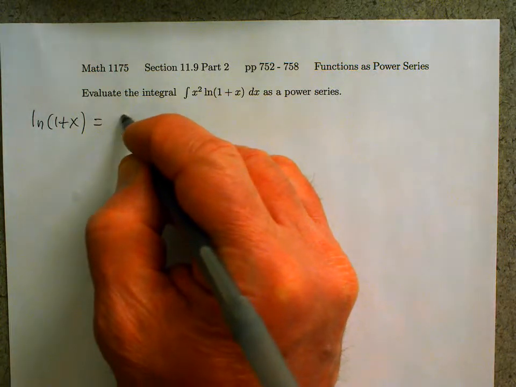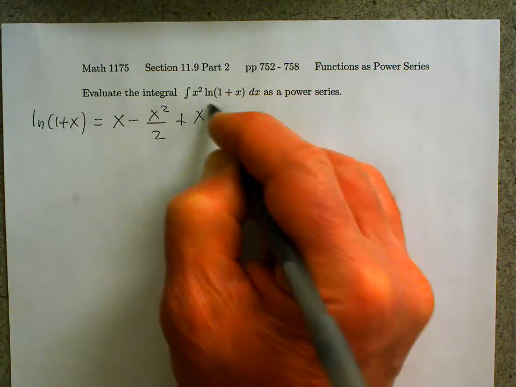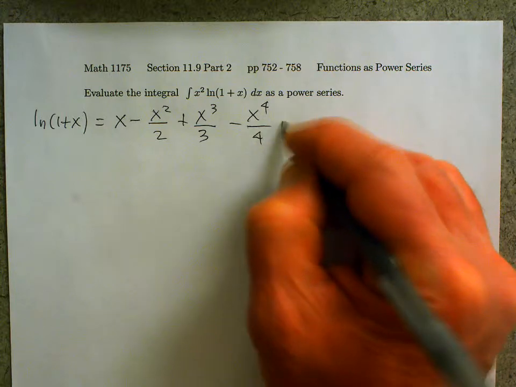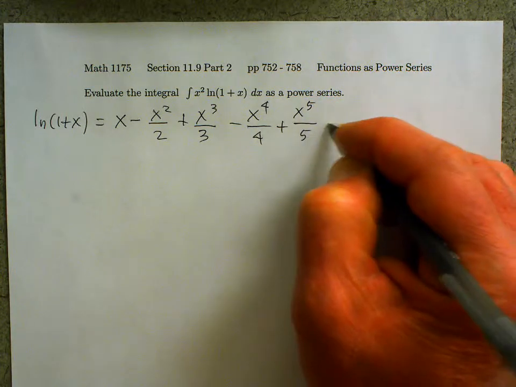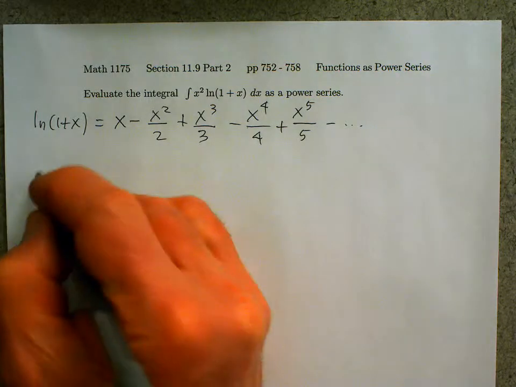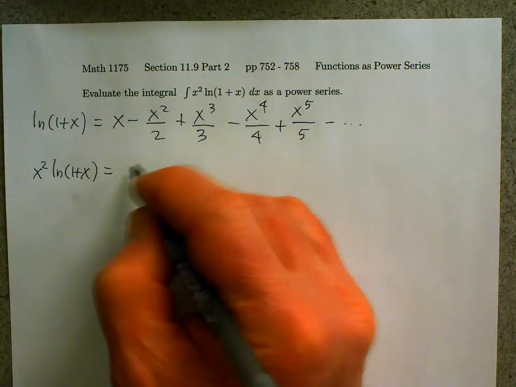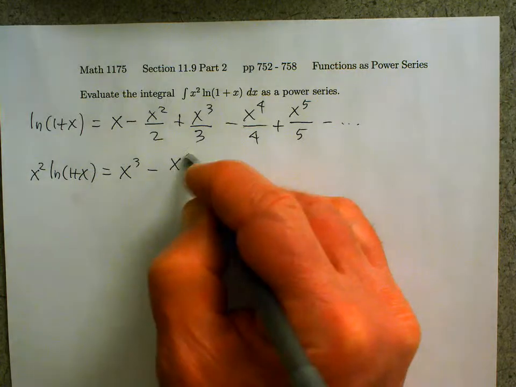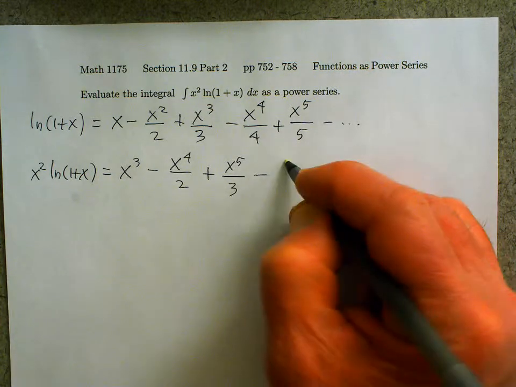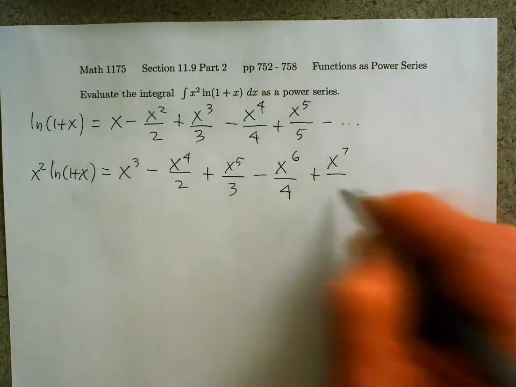So in expanded form, this is x minus x squared over 2 plus x to the third over 3 minus x to the fourth over 4, and so on. Then we multiply both sides by x squared. x squared times the natural log of 1 plus x is x to the third minus x to the fourth over 2 plus x to the fifth over 3 minus x to the sixth over 4 plus x to the seventh over 5, and so on.